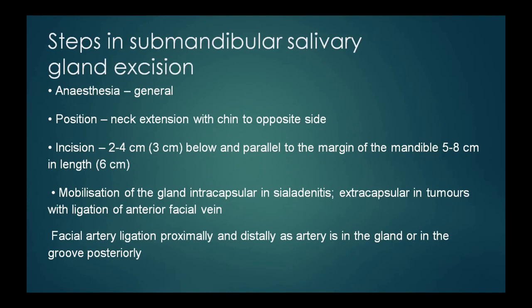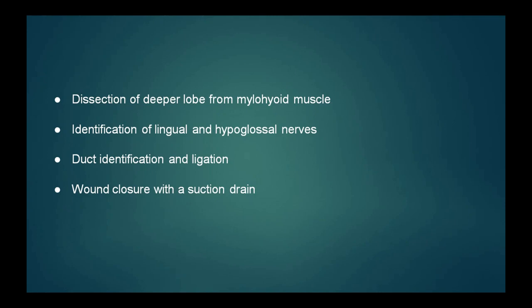So coming to the steps in the submandibular salivary gland excision, it is usually done under general anesthesia. Position with neck extension and chin to the opposite side. Incision 2 to 4 centimeter below and parallel to the margin of the mandible, 5 to 8 centimeter in length. Then mobilization of the gland, intracapsular in chronic sialadenitis and extracapsular in tumors, with ligation of the anterior facial vein. Then facial artery ligation is done proximally and distally, as the artery is in the gland or in the groove posteriorly. Then dissection of the deeper lobe from the mylohyoid muscle.